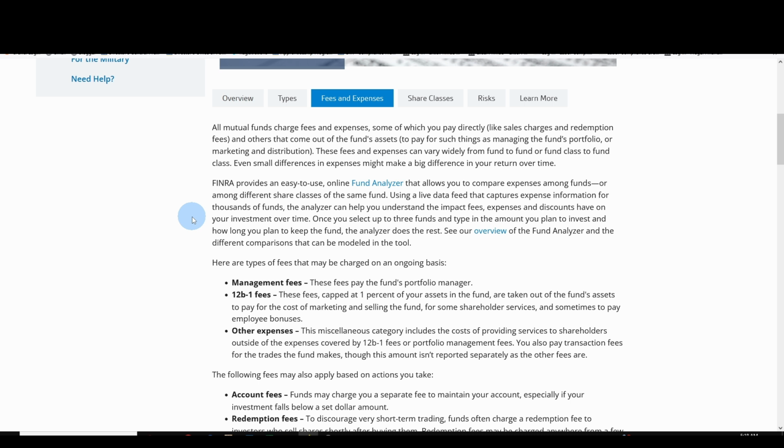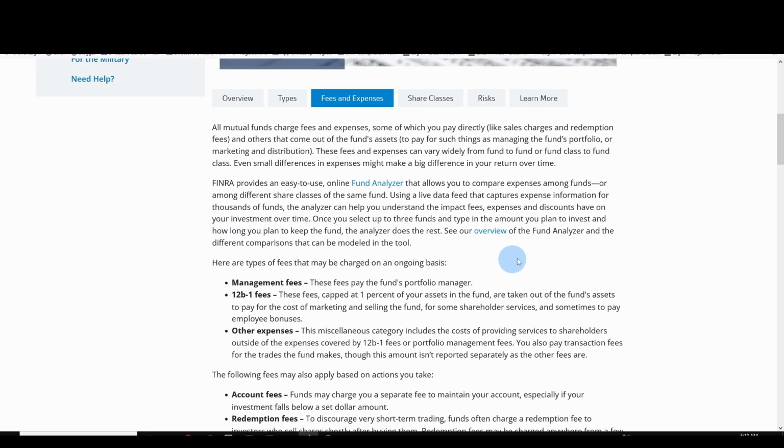FINRA provides an easy-to-use online fund analyzer that allows you to compare expenses among funds or among different share classes of the same fund. Using a live data feed that captures expense information for thousands of funds, the analyzer can help you understand the impact fees, expenses, and discounts have on your investment over time. Once you set up to 3 funds and type in the amount you plan to invest and how long you plan to keep it, the analyzer does the rest.